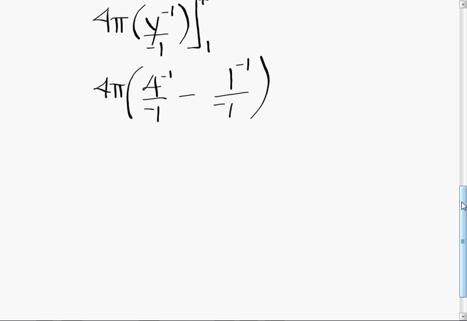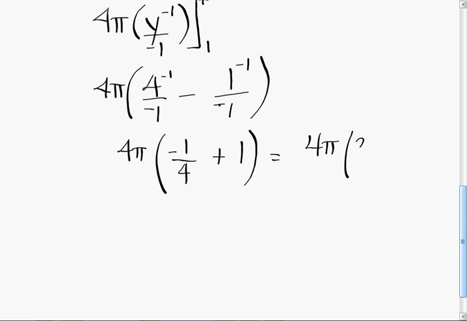So this is 4 pi. This is negative 1/4. And these two negatives will cancel out. Plus 1. What's 1 take away a fourth? 3/4. So the answer is going to be 3 pi. On the arithmetic? The 4 to the negative 1 is a 1/4.